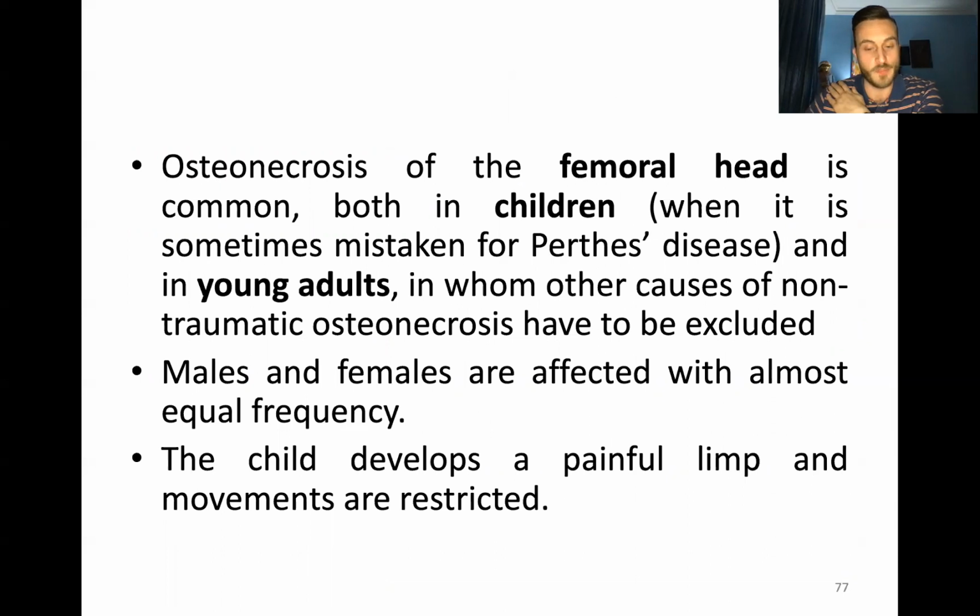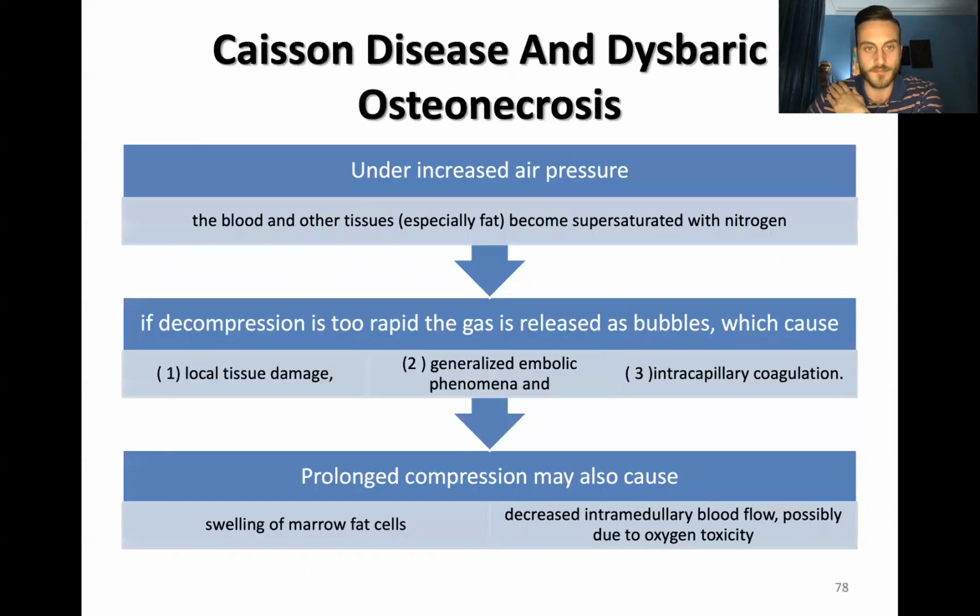The child develops pain and limping usually. Caisson disease is when you have someone who's swimming under like 15, 20 meters in the sea, they have a lot of pressure inside. This pressure will saturate the fat, especially with nitrogen. So it will cause local damage, it will cause embolization and intracapillary coagulation. So these patients will have this disease.